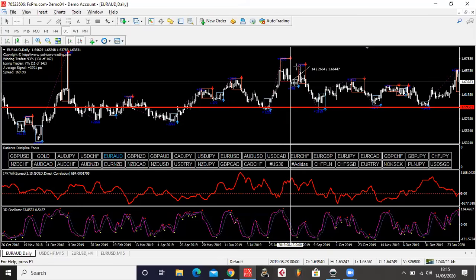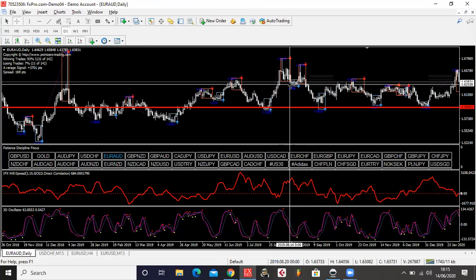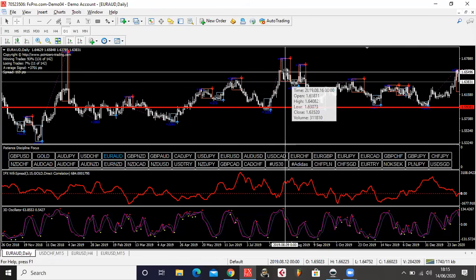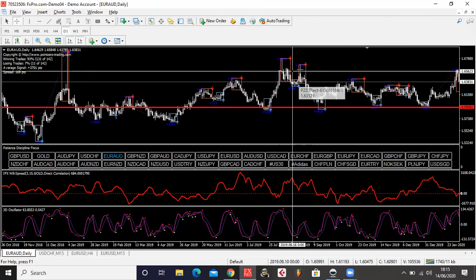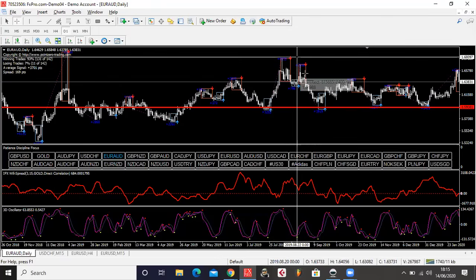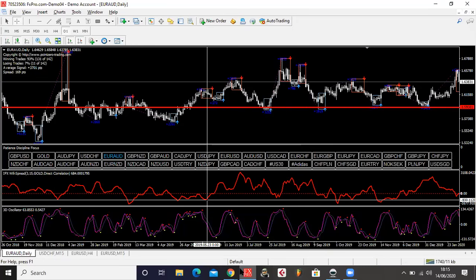This is where all the technical stuff comes in, like support and resistance, or we can use our fundamental tool to figure out the date. You understand? So if the market is going to consolidate around this period of time, we're going to tend to ignore it and come back on the date that we think is going to be more beneficial to us.